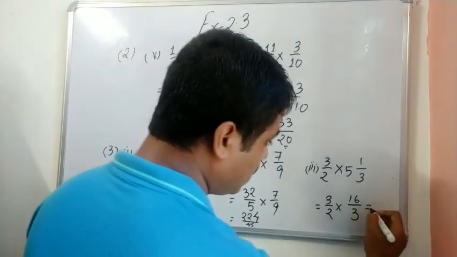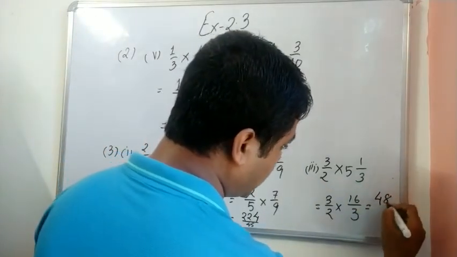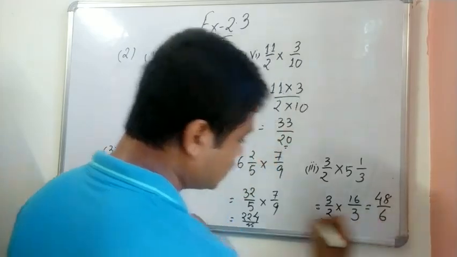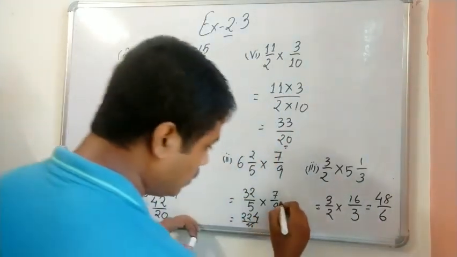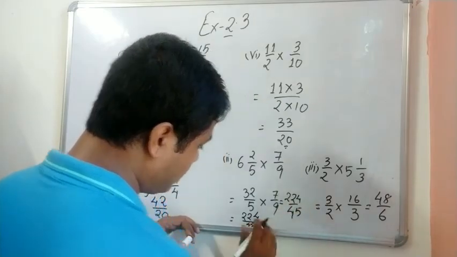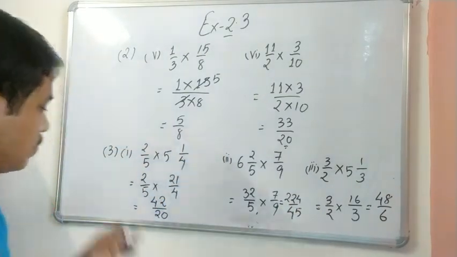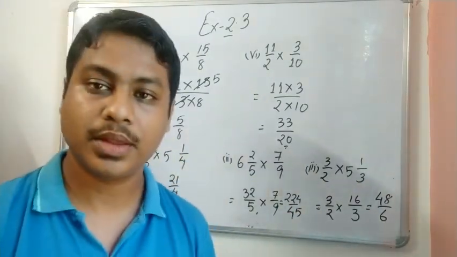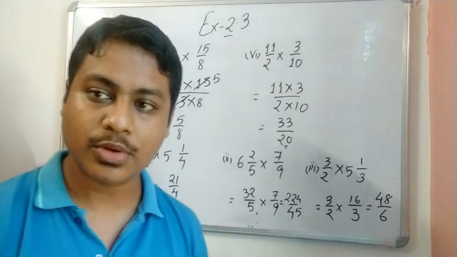Then this will be 3 16s, it will be 48 divided by 2 3s are 6. This is your 224 by 45. This is your answer. This is your question 1, 2 and 3. We'll be discussing some more questions in the next class.